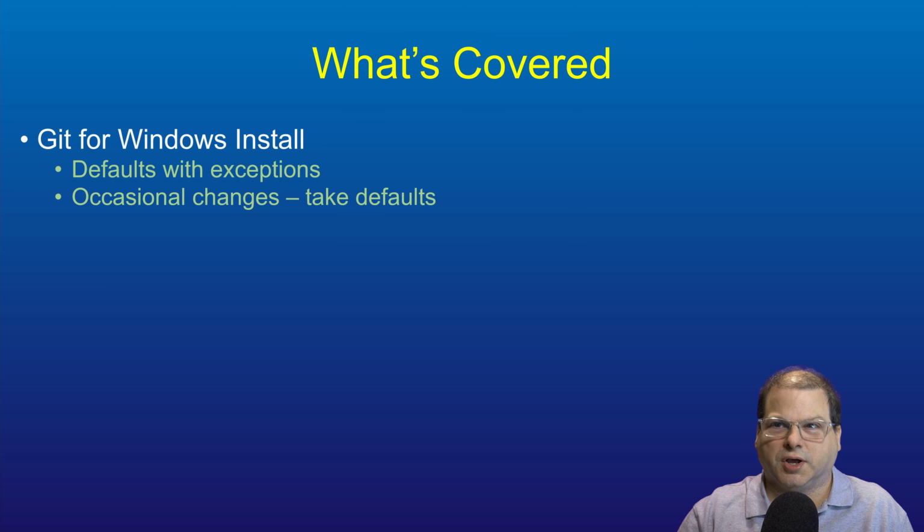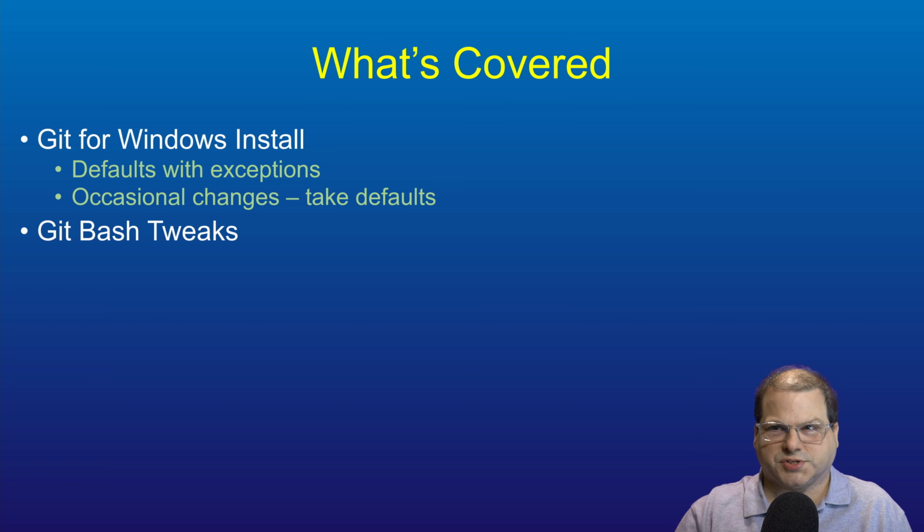In this video, we're going to go over how to download and install Git for Windows, including the settings I normally use. For the most part, I will accept the defaults, but there are a few exceptions. One thing I'd like to point out is that the installer for Git for Windows does periodically change. I generally recommend accepting the defaults on any new screens or options.